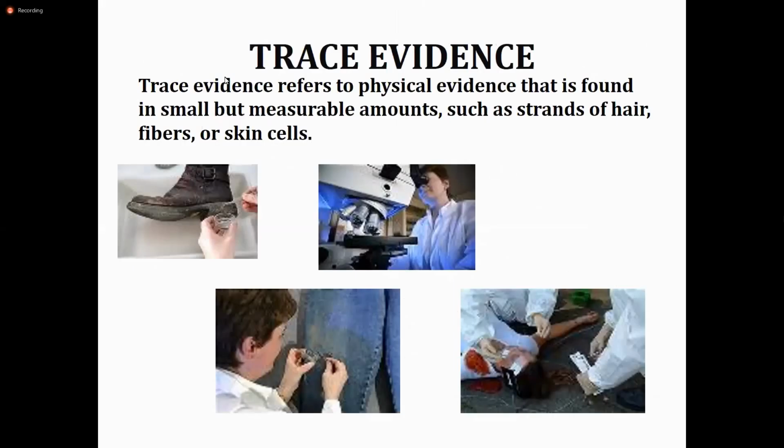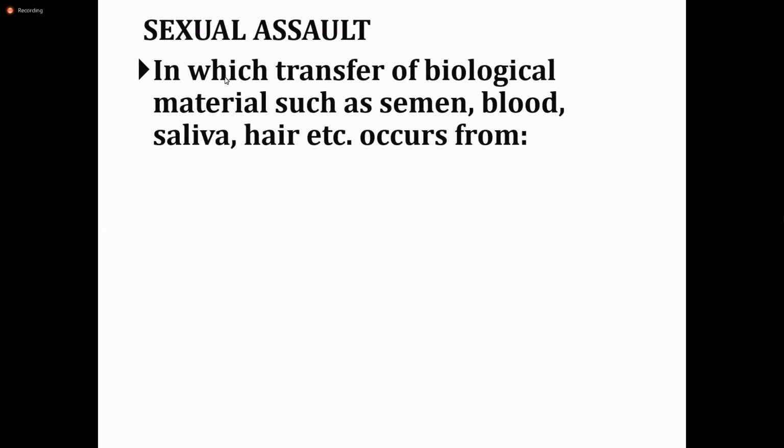Trace evidence is just a small part. Trace evidence refers to the physical evidence that is found in small but measurable amounts, such as strands of hair, fibers, or skin cells at the scene of crime, by means of which you can establish that this is the person or this is the thing. In cases of sexual assault, it is very important because transfer of biological materials such as semen, blood, saliva, and hair occurs from one to the other.